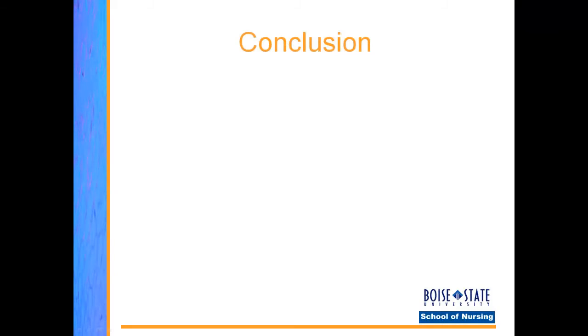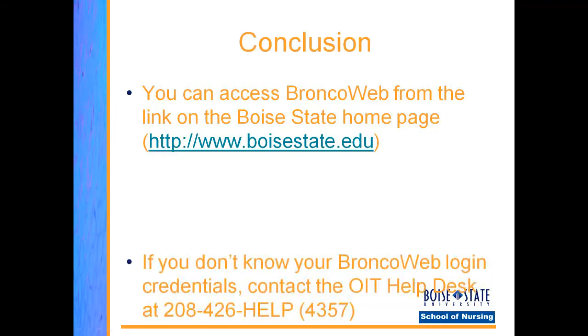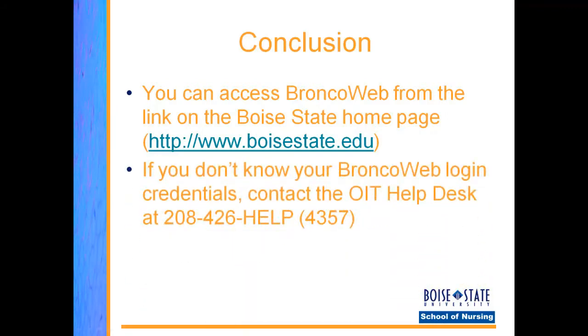To conclude Part 1, remember, you can access Bronco Web from the link on the Boise State homepage. You can access the Boise State homepage at www.boisestate.edu. Lastly, if you don't know your Bronco Web login credentials, contact the OIT Help Desk at 208-426-HELP or 4357.